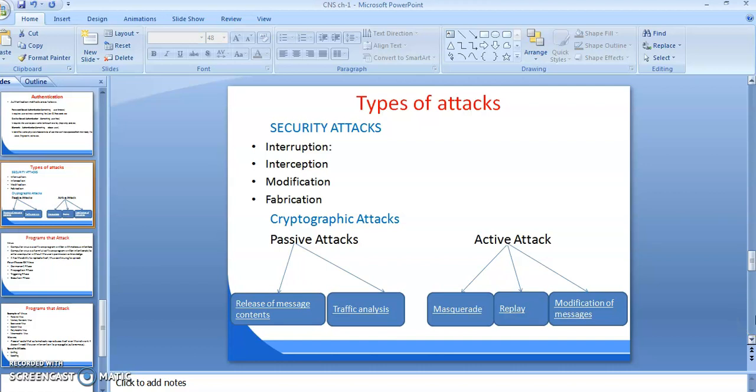Okay, good morning to all, and back to the next types of attacks. There are the security attacks. In the security attacks, the first is interruption, interception, modification, and fabrication. So first, come to the interruption.